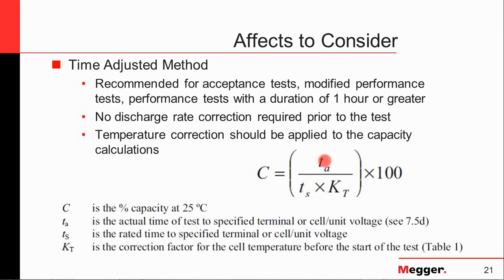So this is the time portion related to whatever current I'm going to be doing. And then this is the actual measured time, TA. And then I'm going to apply a temperature correction value, multiply that by 100, and that's going to give me my percent rated capacity at 25 degrees C.